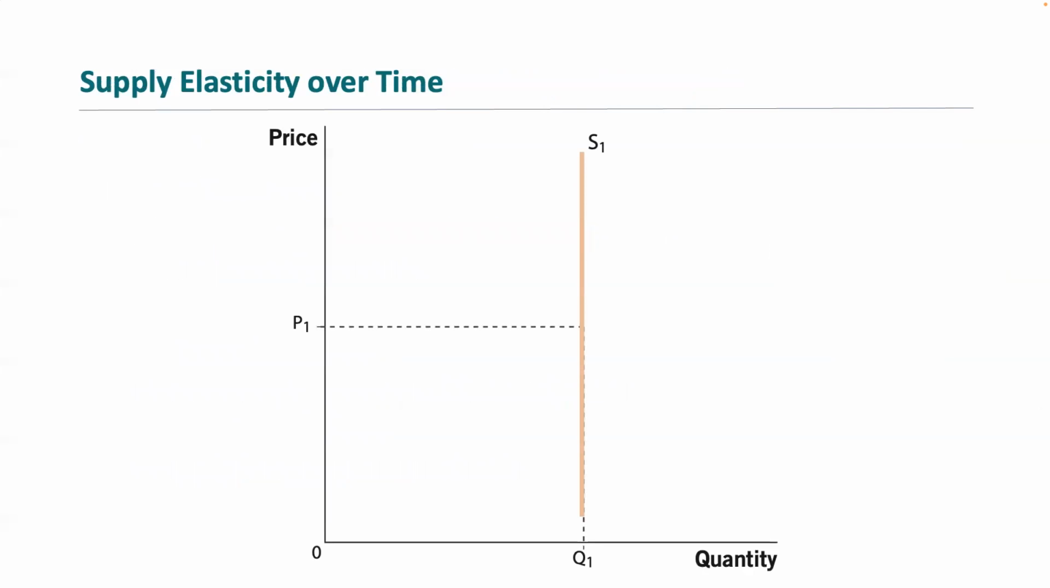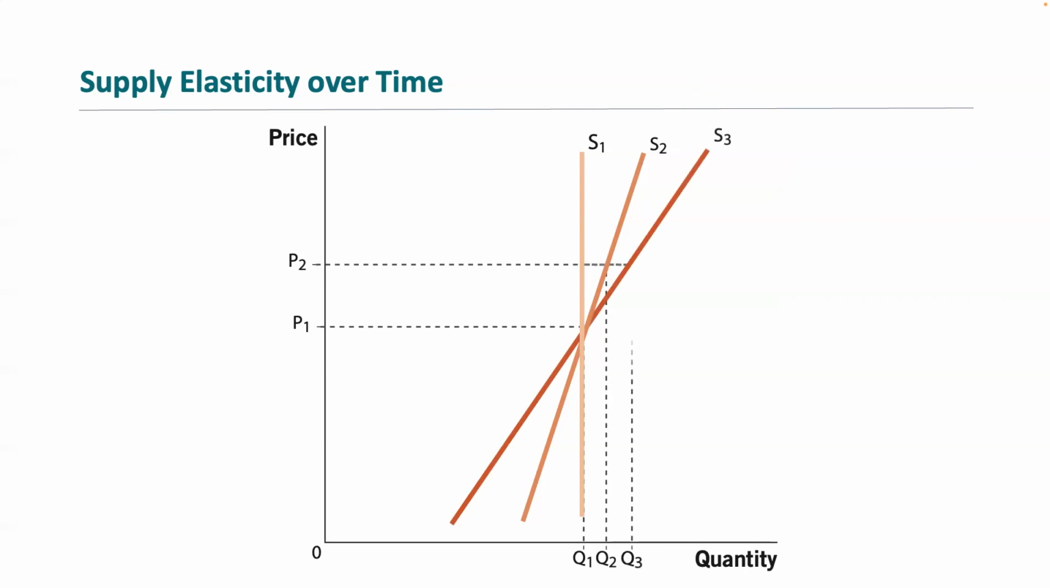Let's take a look at what this means graphically. So in the immediate run, there's going to be no change because we don't really have a lot of time to adjust. But as a supplier in the short run, we have a little bit more time to adjust. So QS will rise to Q2 and have a slight increase in that quantity supplied as those prices are going up.